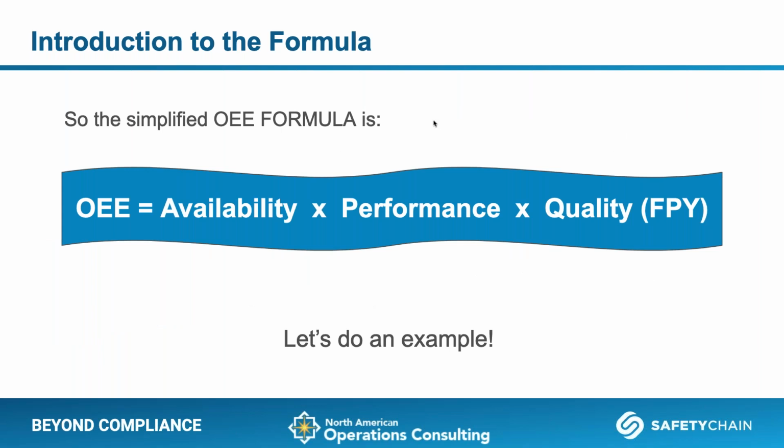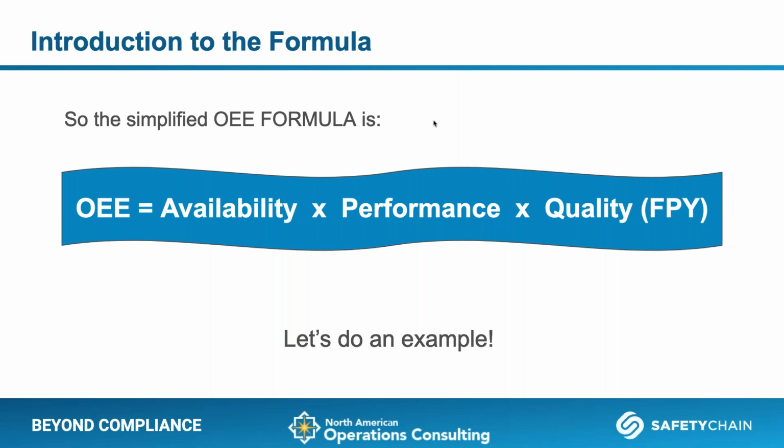So the simplified OEE formula is availability times performance, or efficiency, times quality. The availability is the amount of available hours that you have. We're going to go through these one by one. You've got your performance, your efficiency: how efficient were you in the time that you were up during your uptime? And then your first pass yield.